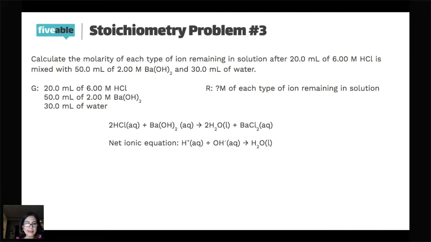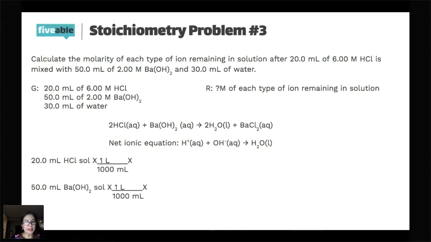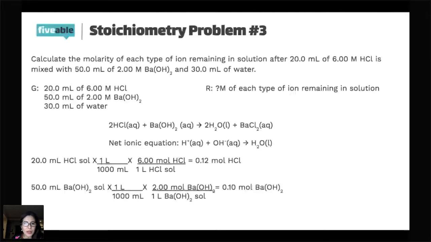Okay, so in this case, it is useful to work with the net ionic equation to find what is really reacting. So let's do that. We have our initial volume. We are going to multiply. Well, first we're going to change milliliters to liters because molarity is moles per liter. Then we're going to use the molarity. Now we have moles of each of the solutions.